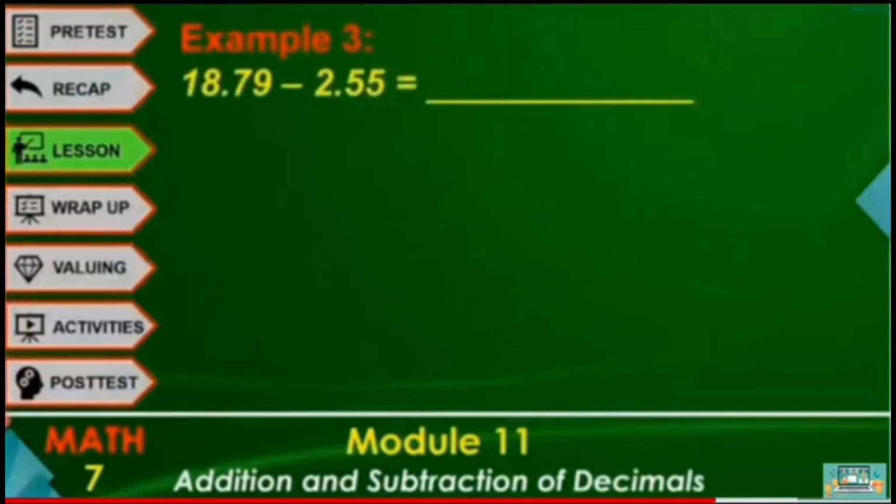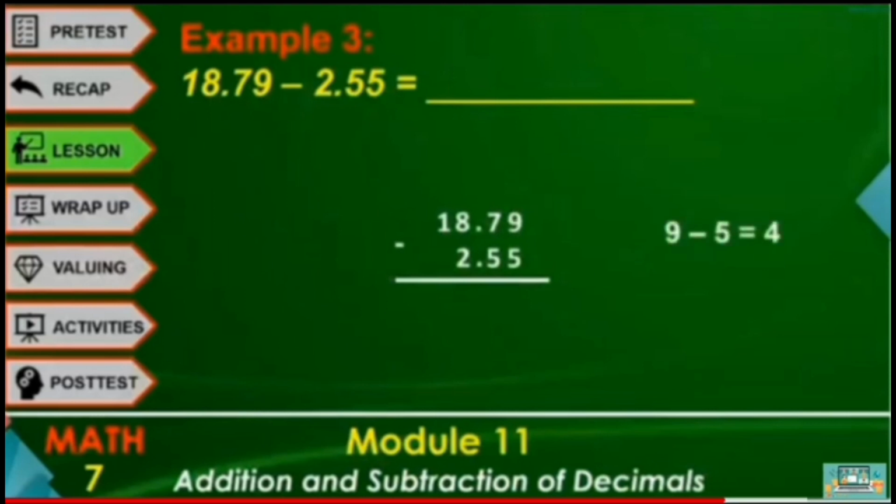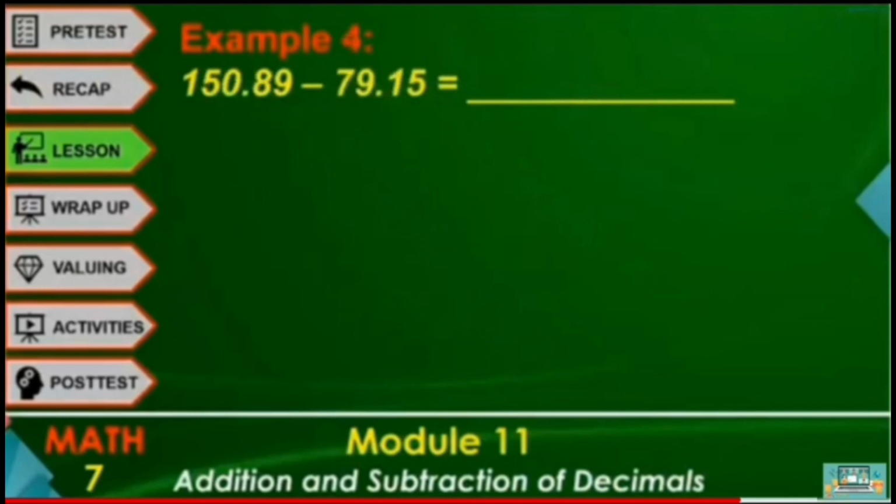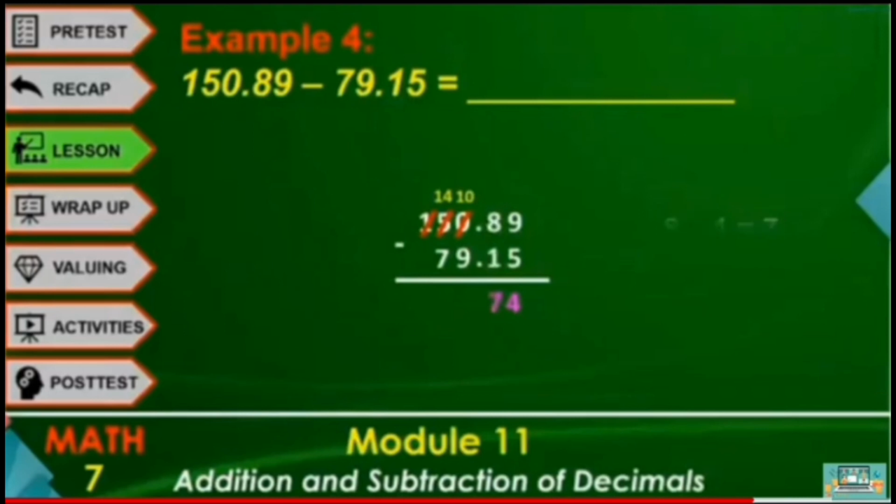Example number 3. 18 and 79 hundredths minus 2 and 55 hundredths. Align the decimals followed by subtraction. And place the decimal point. Therefore, the answer is 16 and 24 hundredths. How about 150 and 89 hundredths minus 79 and 15 hundredths? Therefore, the answer is 71 and 74 hundredths.